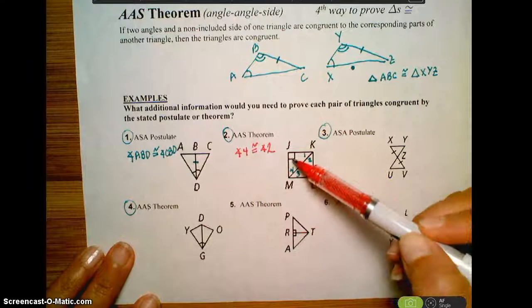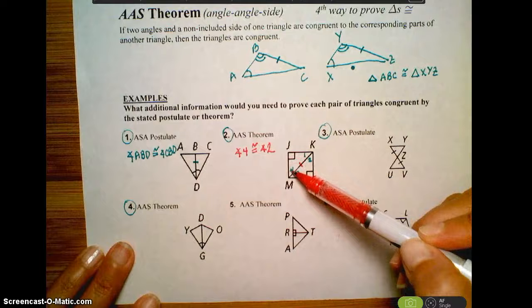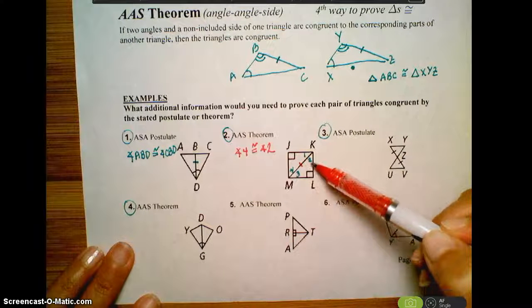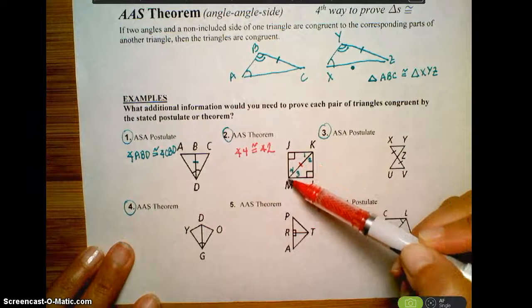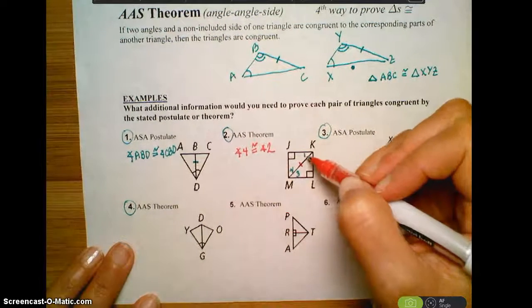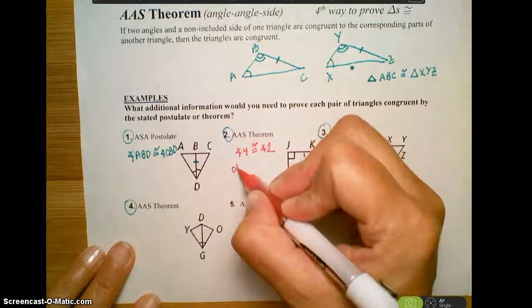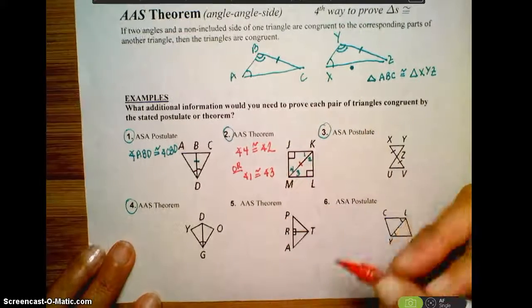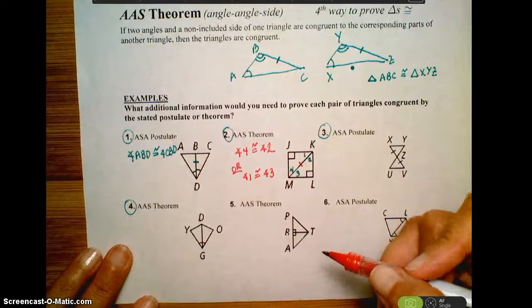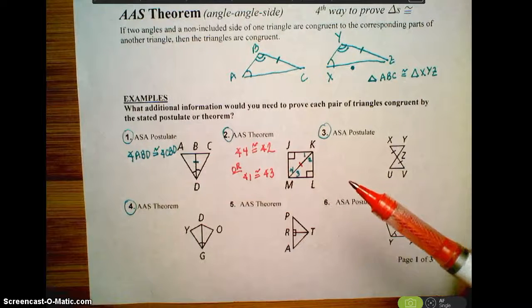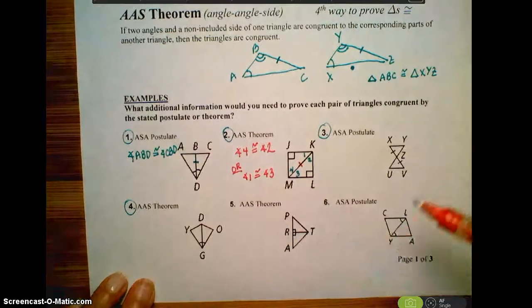Again, I'd be going from the right angle to this angle and then across, and the same here, right angle to angle 2 and then across. Now the other option is a possibility that angle 1 was congruent to angle 3. Either of those pieces of information would help me to prove that these were congruent by angle, angle, side.